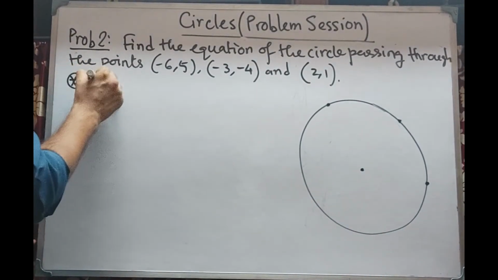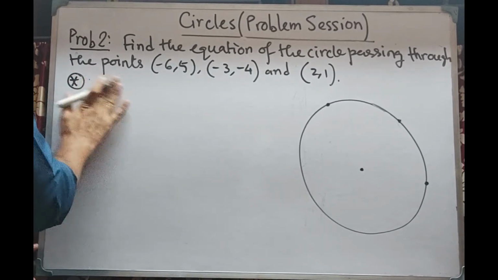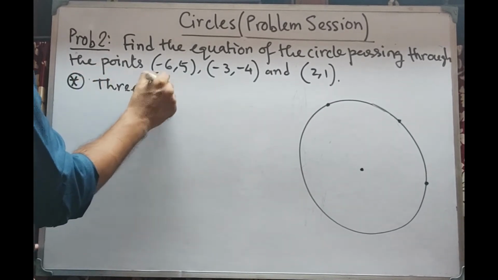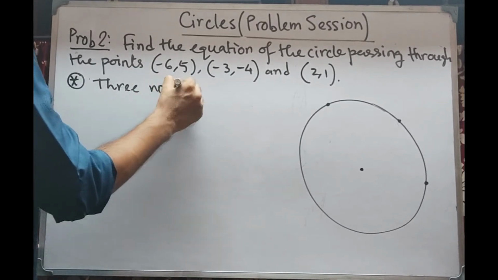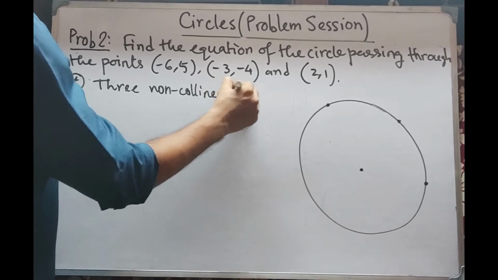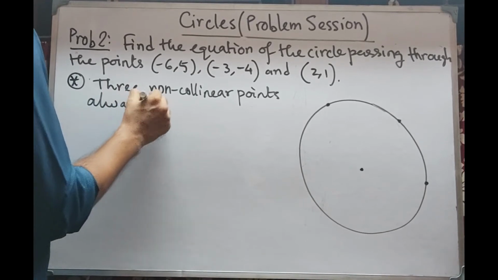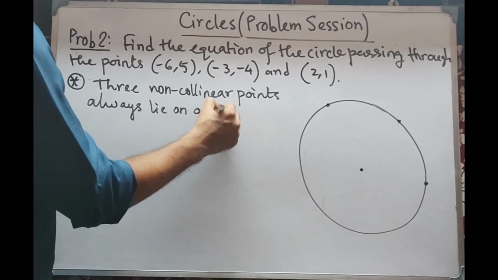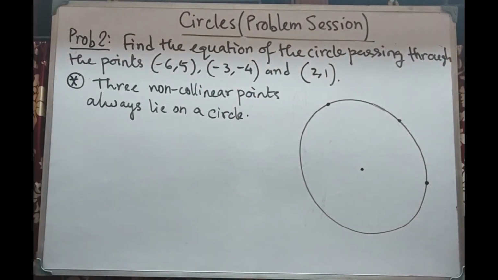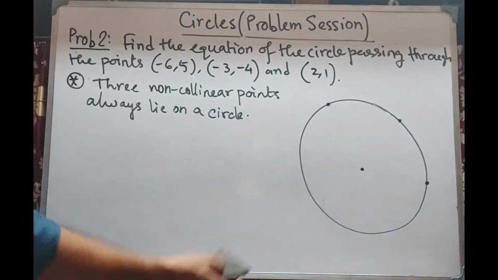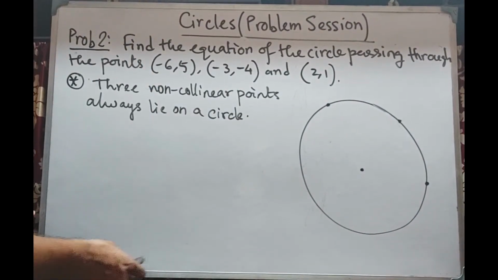So let me just write it once. Three non-collinear points always lie on a circle. So the same thing we are applying here. So this is our assumption first, that due to this we can say the points are lying on a circle. So we are taking the equation of a circle in general form.